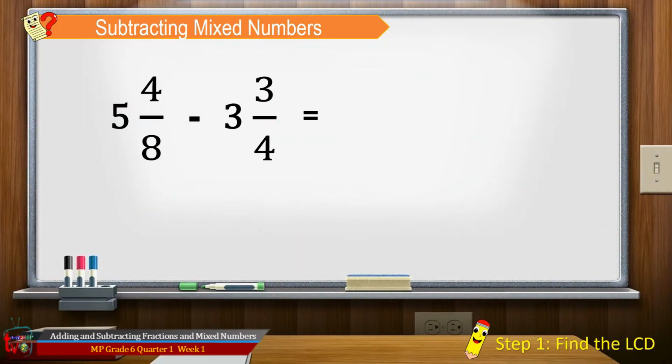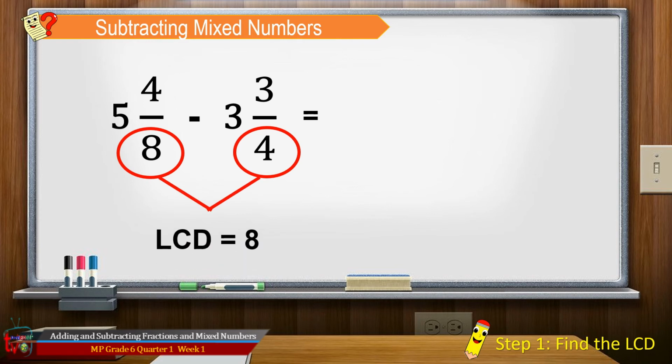Let us also try subtracting mixed numbers. In this case, they do not have the same denominators again. So what should we do? Right, we have to find first the least common denominator. We can find the least common denominator again by finding the least common multiple of 8 and 4. What's the least common multiple of 8 and 4? Right, it is 8. Therefore, our least common denominator is 8.